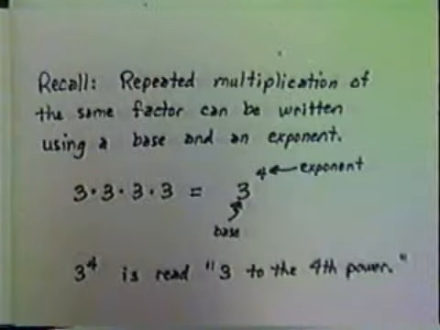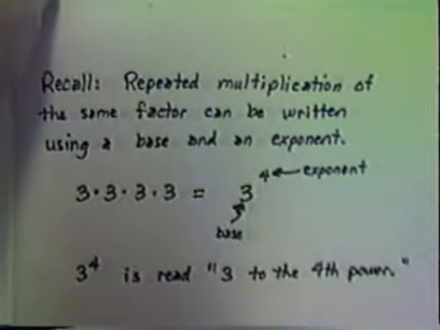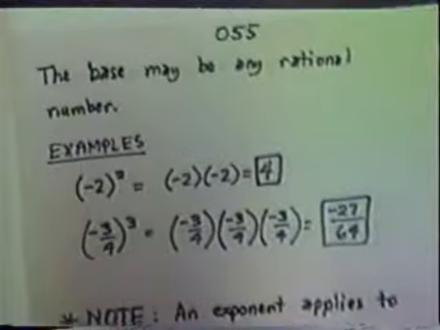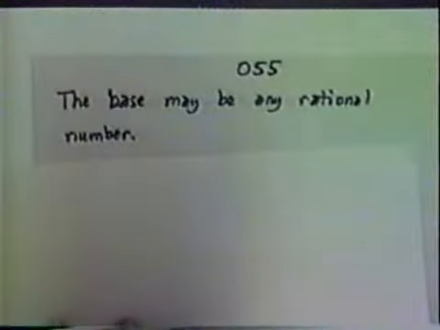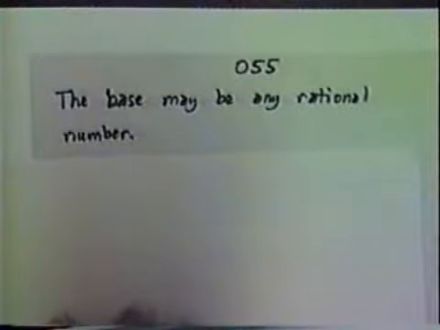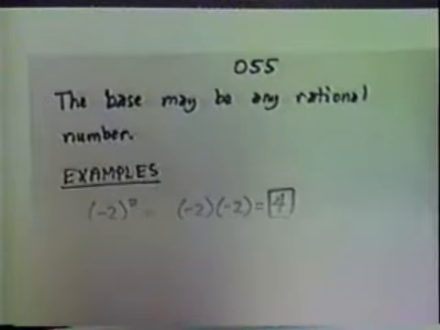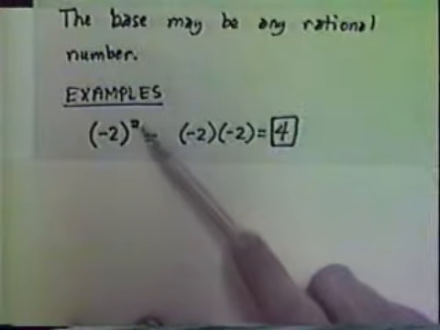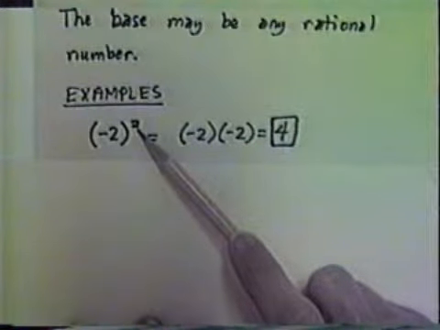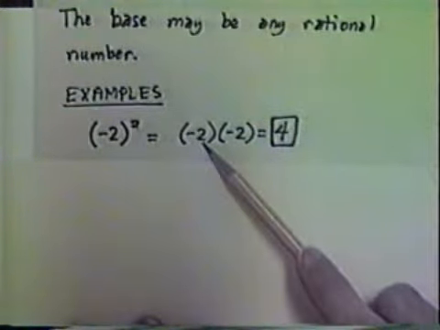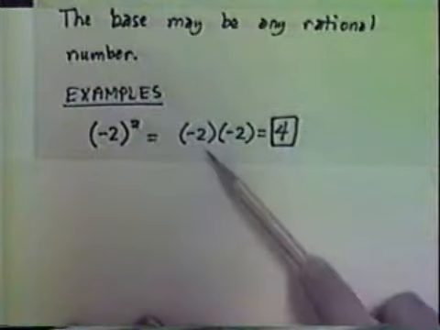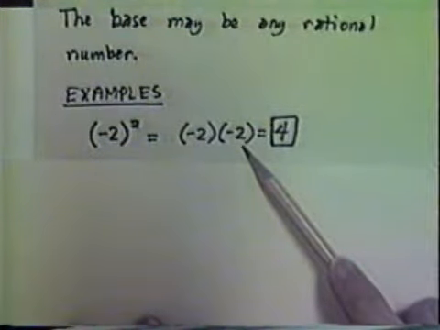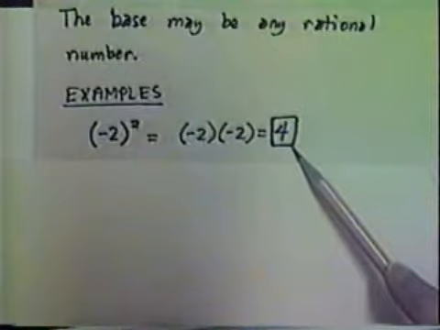The base in the exponential expression can be any rational number. For example, we could have -2 with the exponent 2. That means -2 used as a factor 2 times, -2 times -2, and of course the answer is 4.